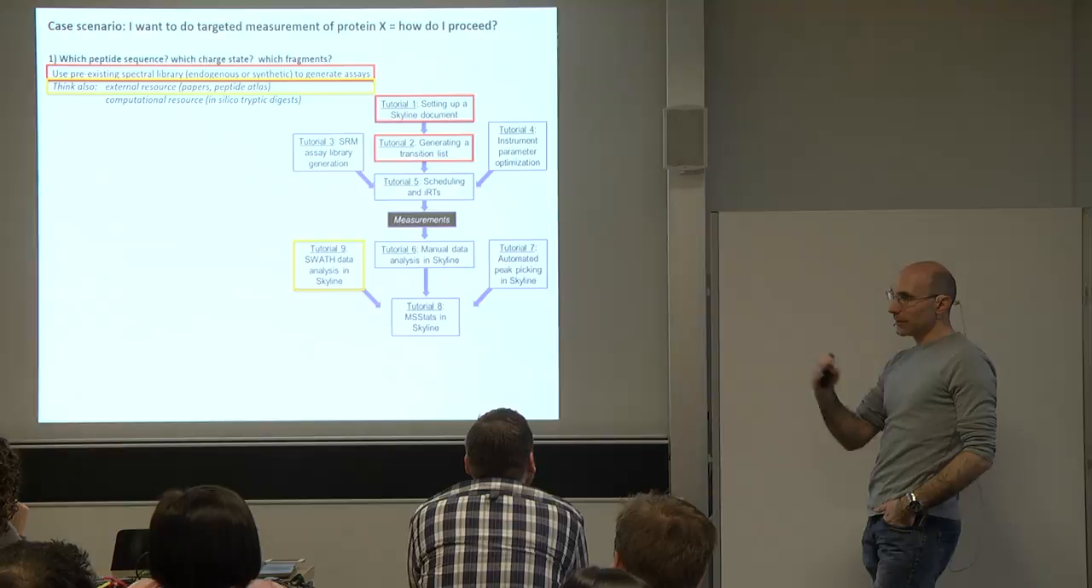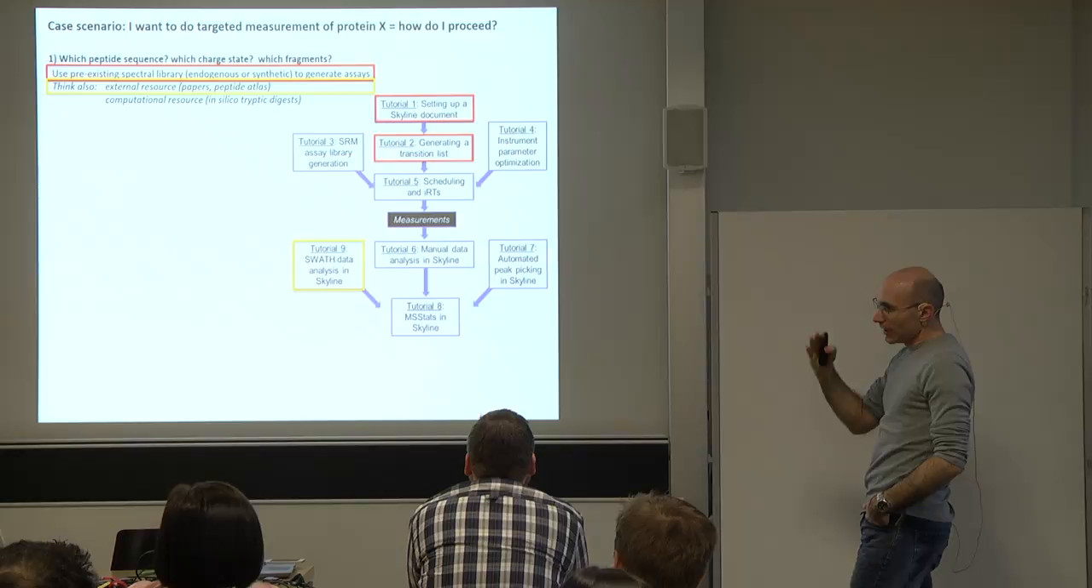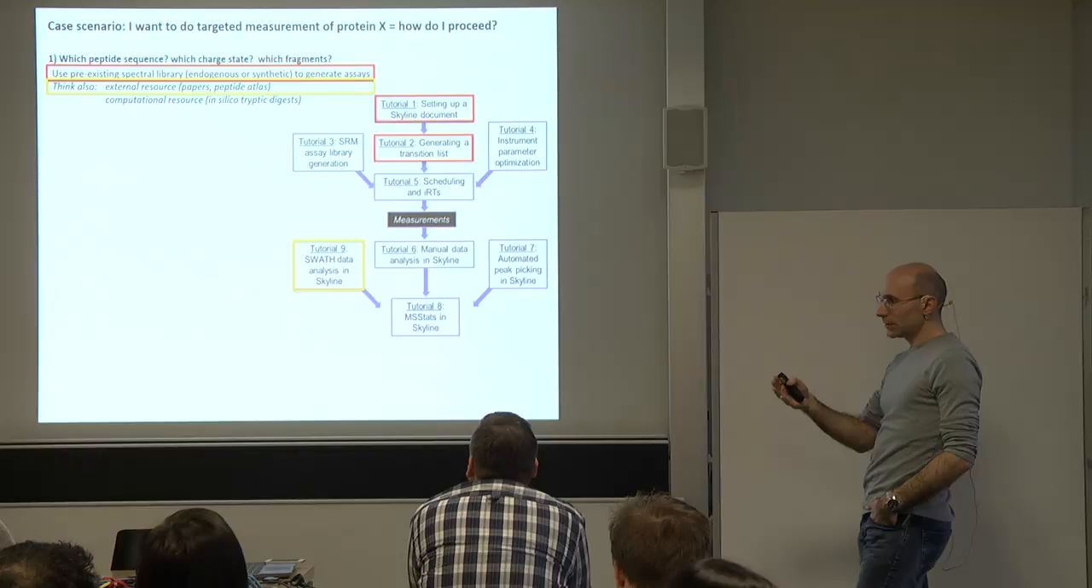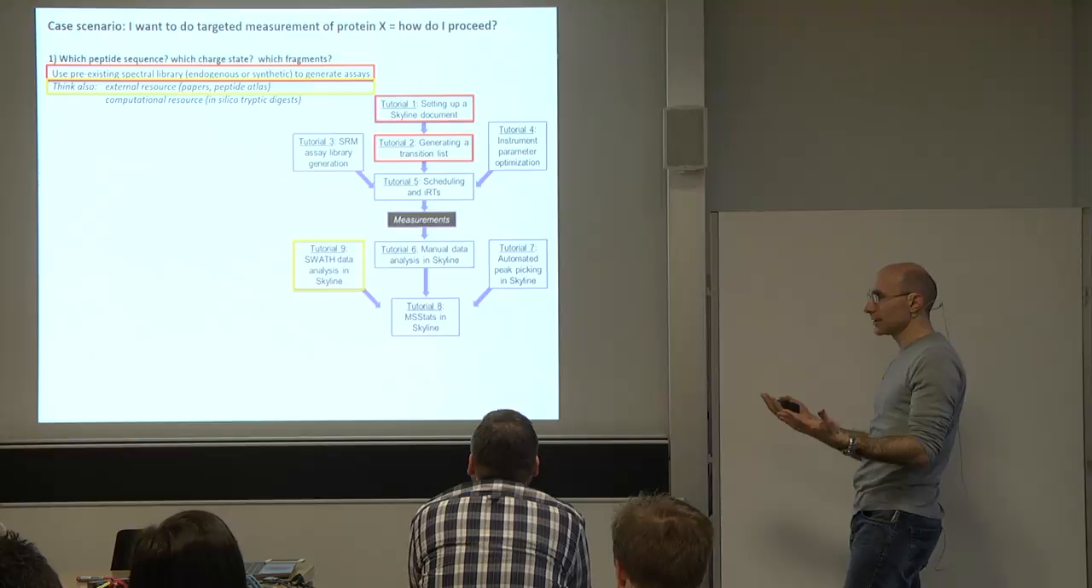And you can think of an extra resource, in the worst case scenario, as an in silico tryptic digest based on computational resources, and this you can do already inside Skyline, where you just say: I want this peptide with these fragments, and you use the filtering criteria of Skyline, and it outputs the theoretical fragmentation that you could in principle try to target for targeted proteomic experiments.